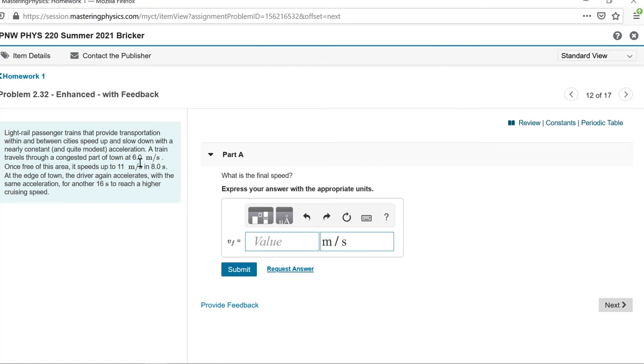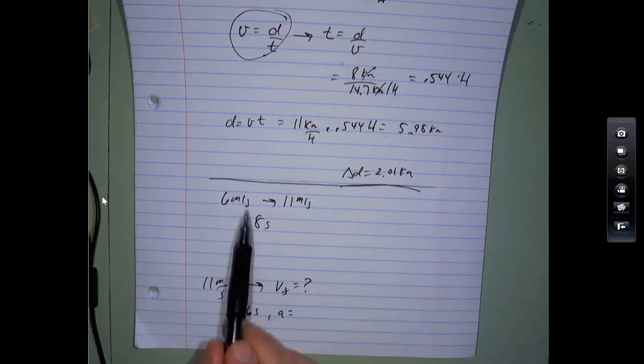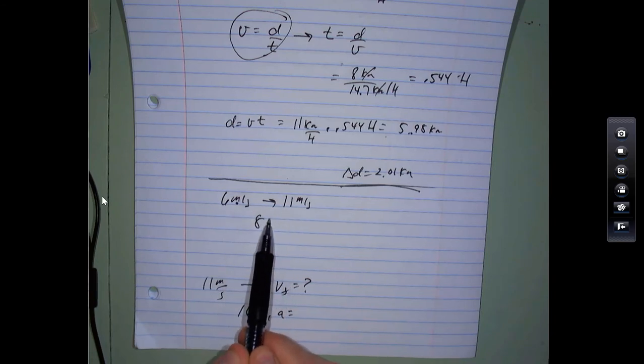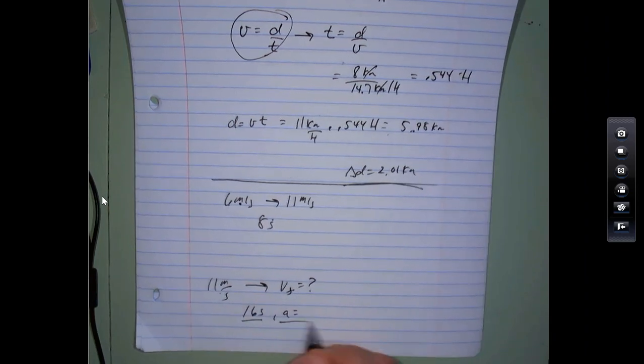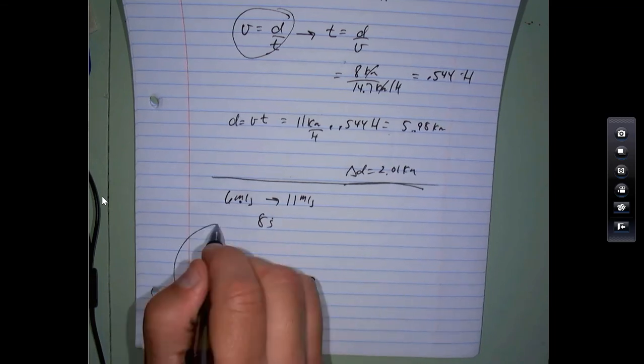Okay, so we start at 6, go to 11. This happens in 8 seconds. So you can figure out the acceleration for the first part, for the change in speed part. And then once you hit the edge of town, going 11, then you speed up for another 16 seconds at the same rate. So what speed do you actually reach? All right, let's take a look at this. Okay, we go from 6 to 11. This happens in 8 seconds. And then once you hit the edge of town, you go from 11 to some unknown speed, but you accelerate for 16 seconds at whatever rate you had here.